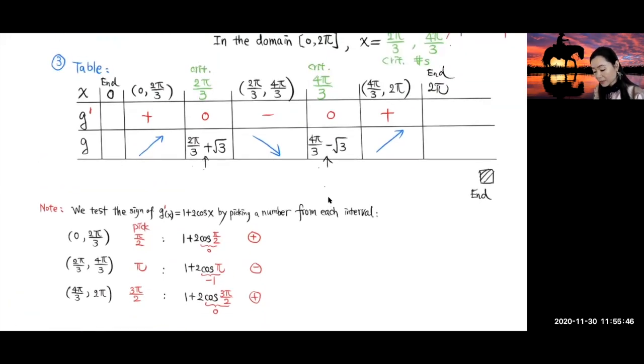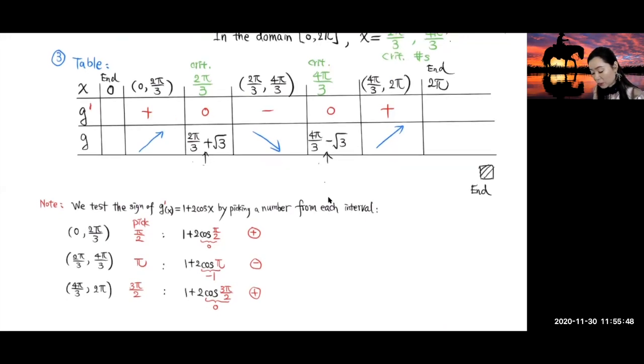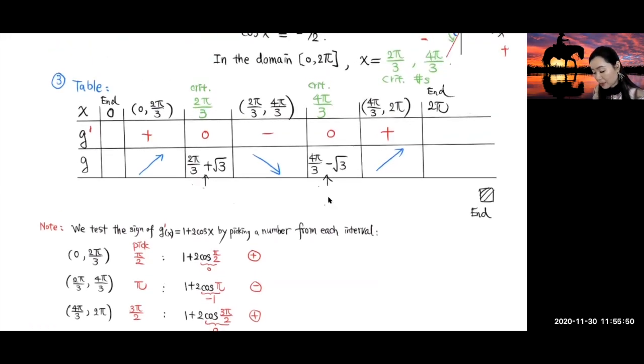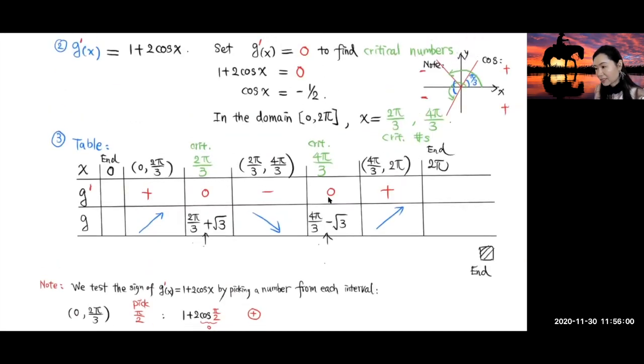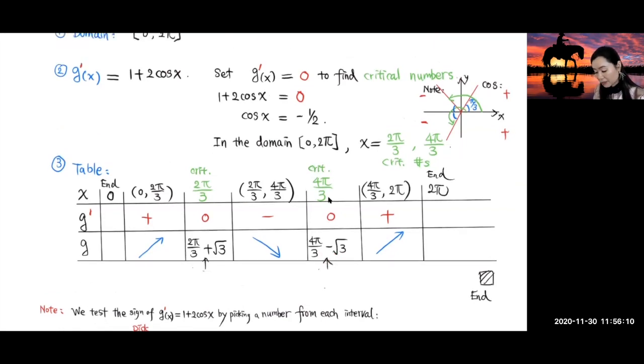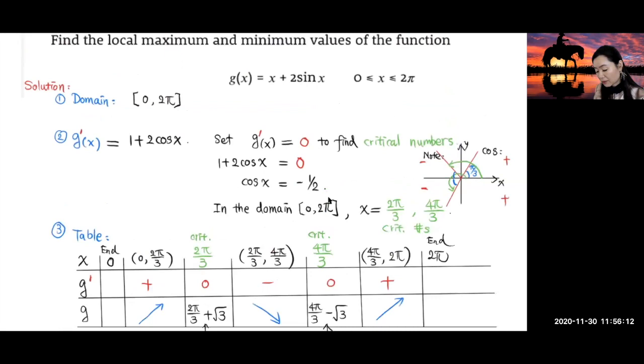Okay. Now what about this function value? Some of you asked how you find this function value. I just substitute 2 pi over 3 into the function, and I got this. And I substitute 4 pi over 3 for x into the function, and I got this. So that's how we got the function value. This is the function, so we substitute over here.